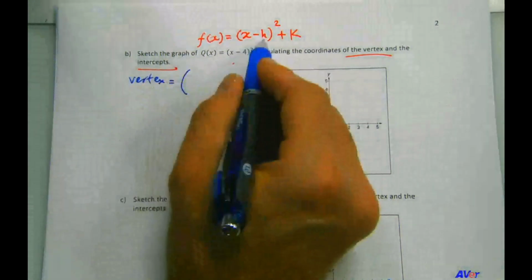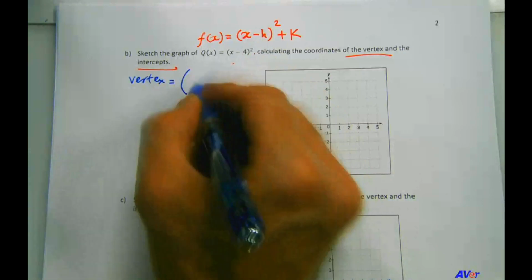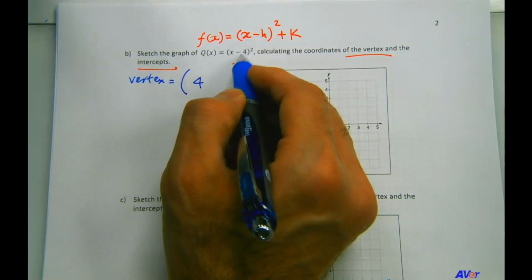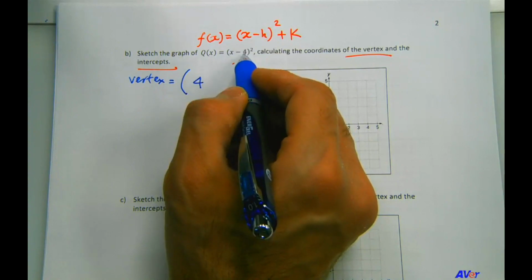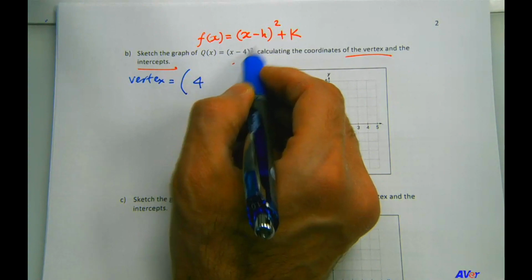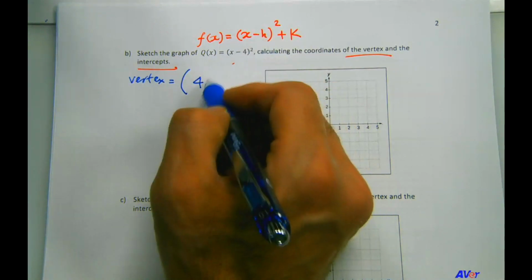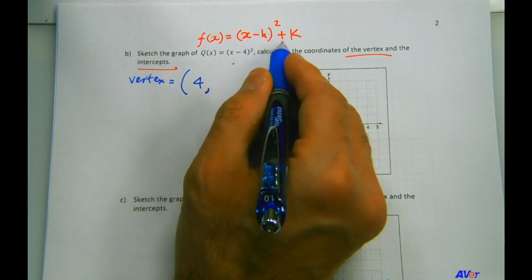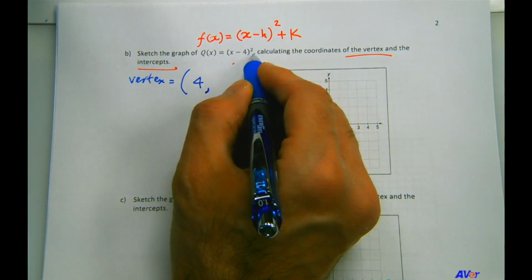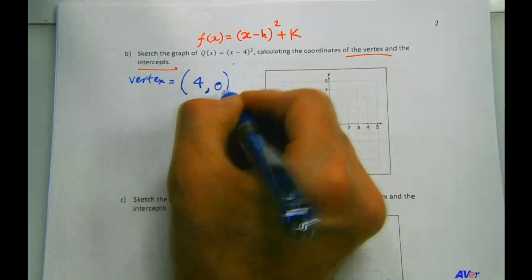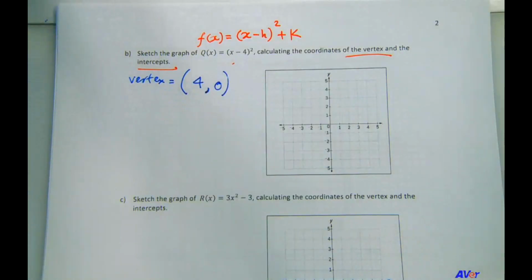is at 4, positive 4, right? Because minus h stayed minus 4, so h must have been 4. If this was x plus 4 squared, then h must have been negative 4. But 4, comma, k, which would be, in this case, there's no k, right? So 0. So we know that's the vertex, h comma k, or 4 comma 0.